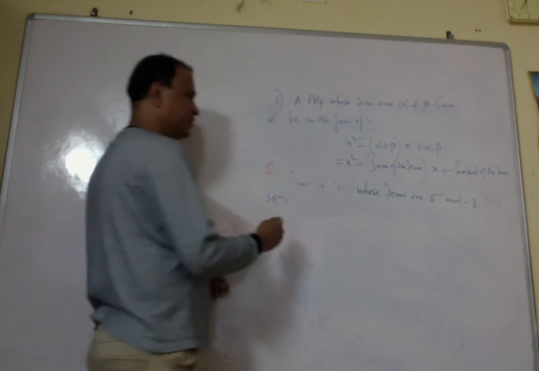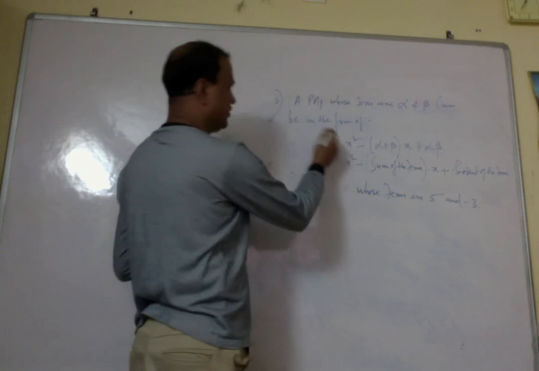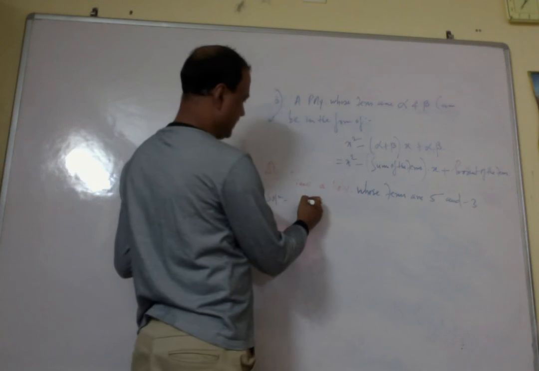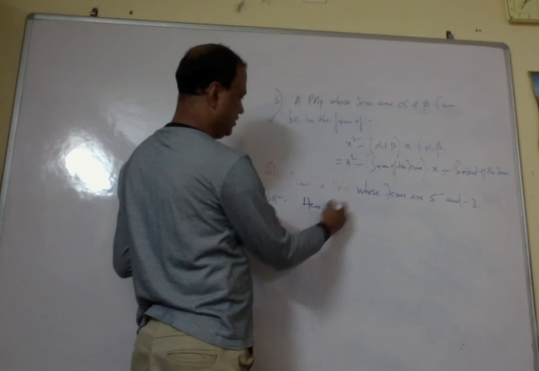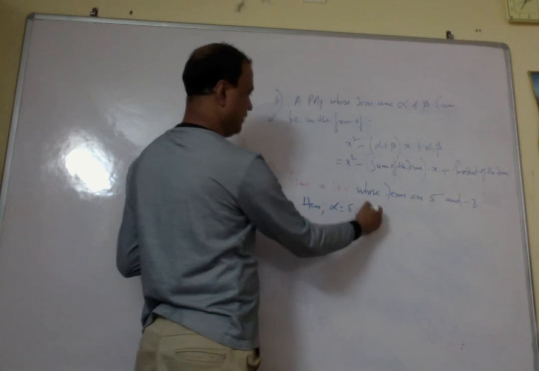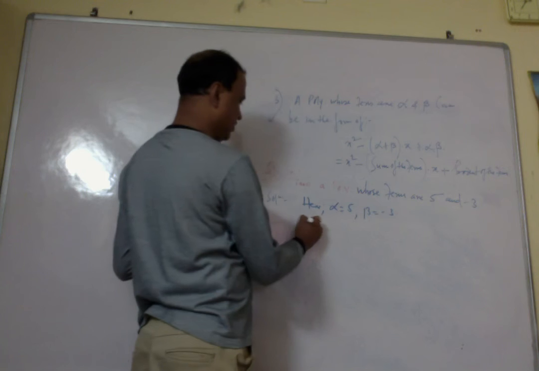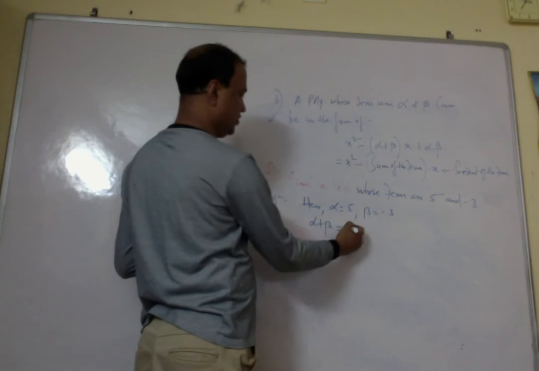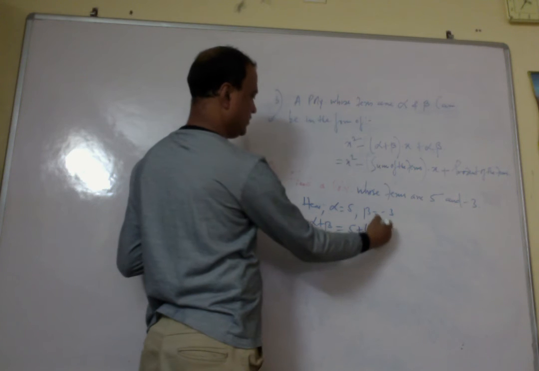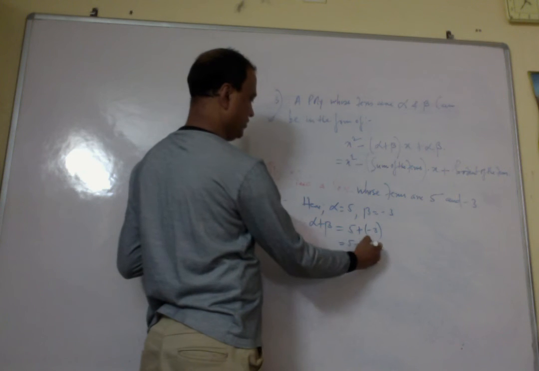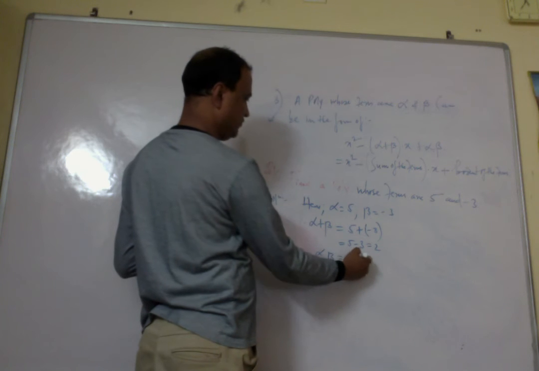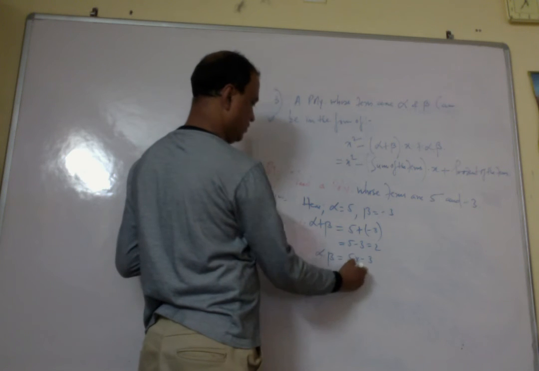If you see, the sum is very easy. Zeros are given. We always write zeros as alpha and beta. So one of the simple methods goes like that. We can understand here alpha is 5 and beta is minus 3. So definitely alpha plus beta, which is nothing but the sum of the zeros, is 5 plus minus 3, which means 5 minus 3, which means 2. And alpha into beta, the product, is 5 into minus 3, which means minus 15.